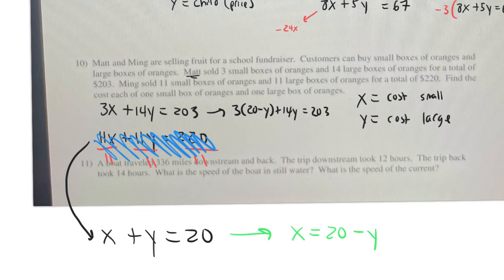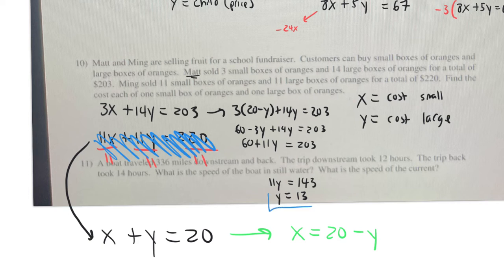So we have 60 minus 3y plus 14y equals 203. We would then have 60 plus 11y equals 203. 203 minus 60 is 143. And then 143 divided by 11 is 13. All right. So y equals 13. And now we want to find x.